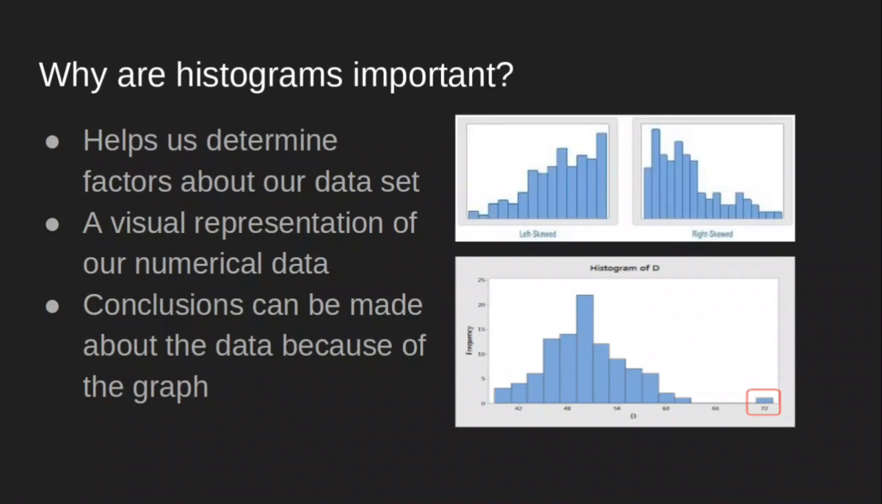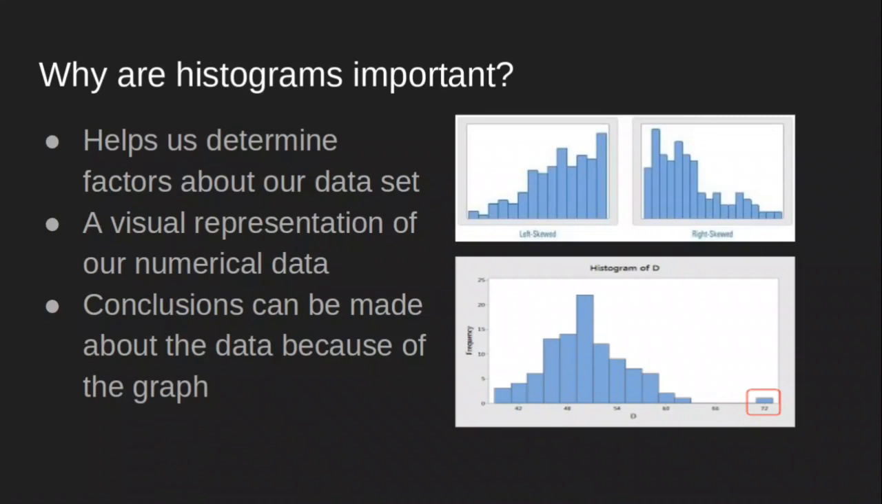So like in our top picture here, there's what's called a left skew and a right skew. In our left skew, we don't have very many people on the left side, but we have a lot of people on the right side in those categories.